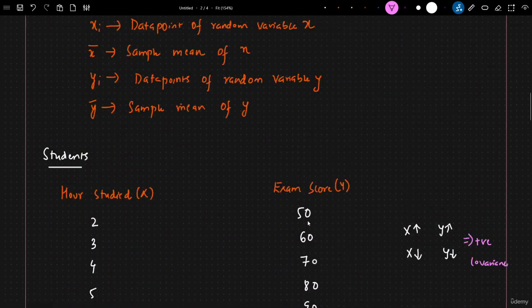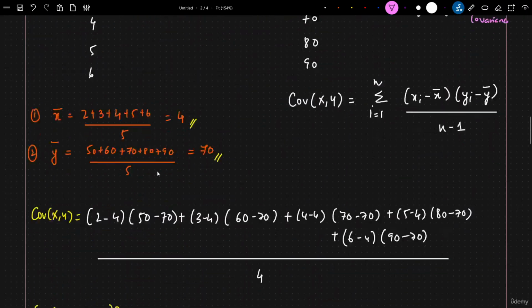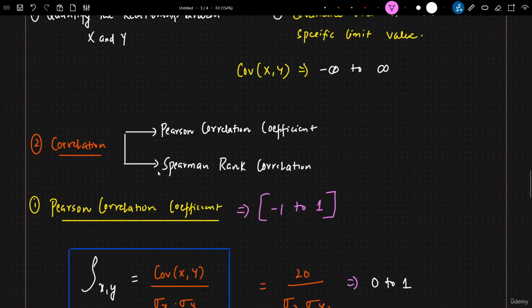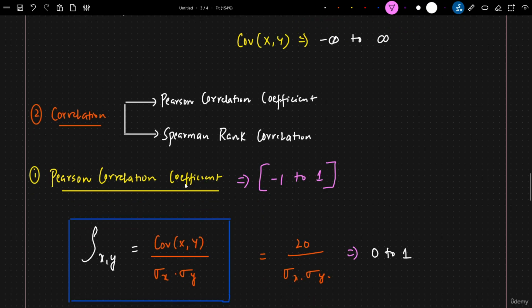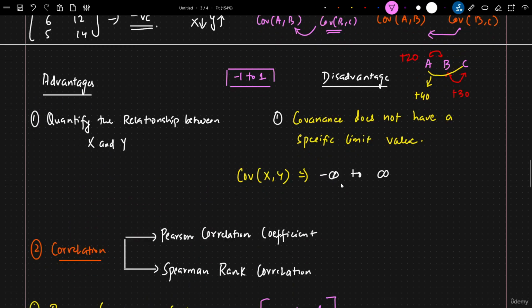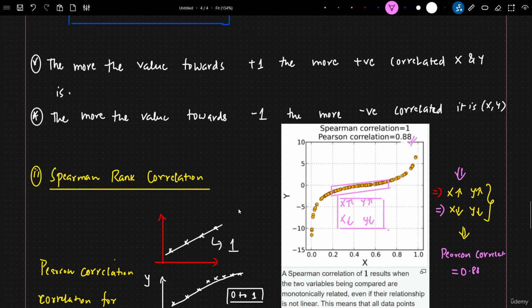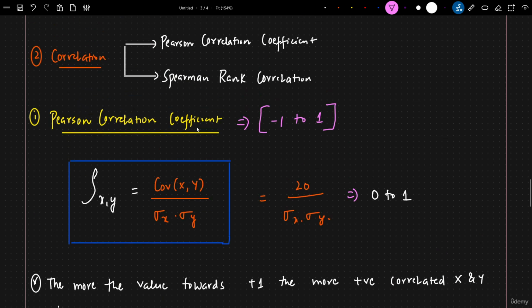In this video, I have discussed all the important things about covariance and correlation. In correlation, we have discussed two important things: one is the Pearson correlation coefficient and the other is the Spearman rank correlation coefficient. In covariance, we do not have a specific limit value. With the help of the Pearson correlation coefficient, the value is between -1 and +1. Spearman rank correlation will also be able to capture the non-linear properties of X and Y features, whereas in Pearson, we were not able to do that.